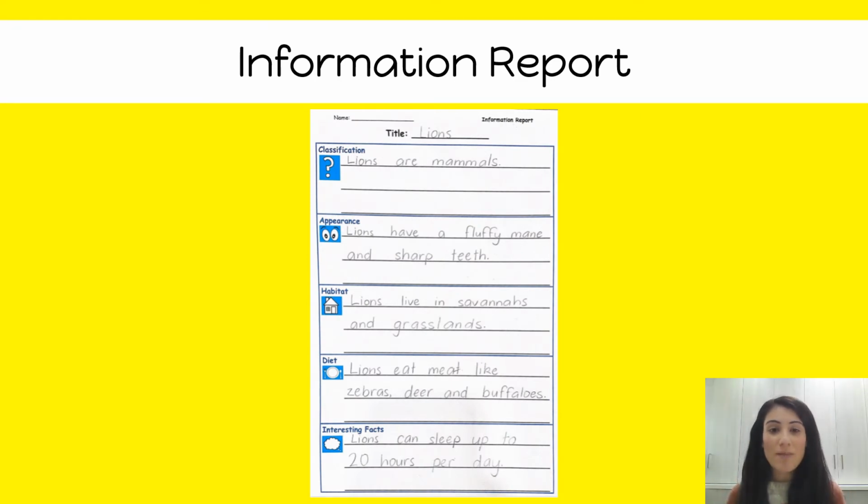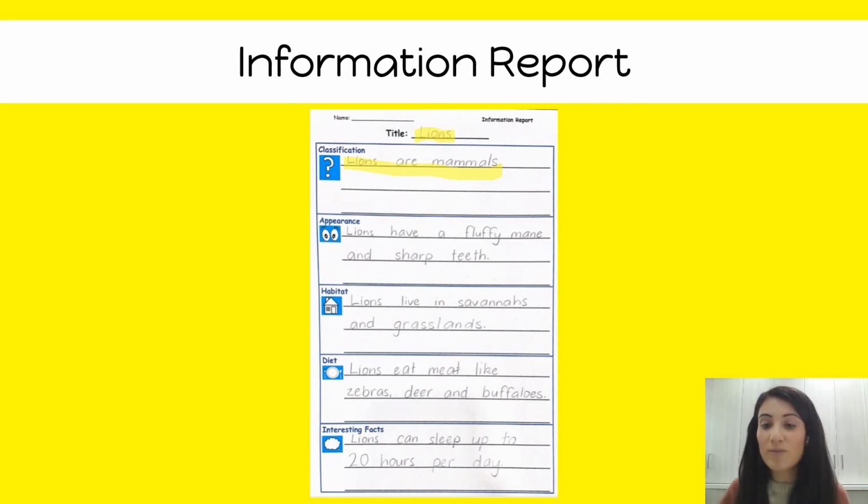So here is my example of the information report about lions. You can see at the top here, and I'll just highlight the important stuff. We've got the title, which says lions. Simple. Then for the classification, I will go back to my gathering information chart and check what the classification was and write it in this section. Lions are mammals, and that's my classification done.